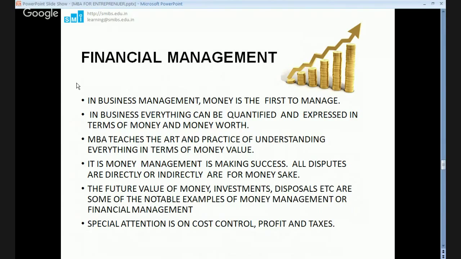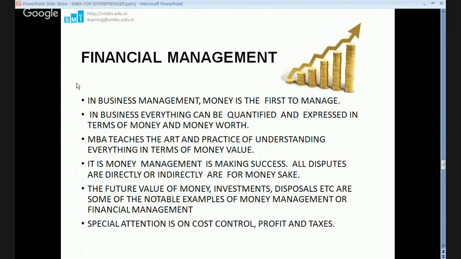MBA teaches the art and practice of understanding everything in terms of money value. Money management is making success. All disputes, directly or indirectly, are for money. All disputes you see are related to money and money-related matters. The future value of money, investments, disposals, etc., are some notable examples of money management. In a merger or acquisition, both companies get advantage financially. One company is not doing well, another company is doing very well. They merge together, carry on two businesses, and then they become strong. So these are the things which are dealt with in financial management.